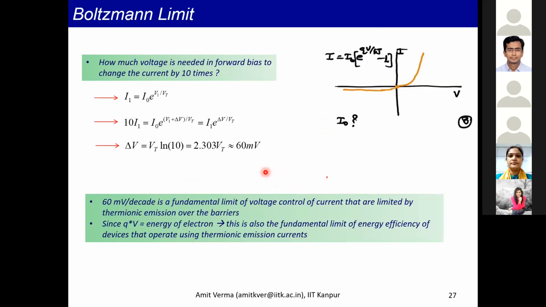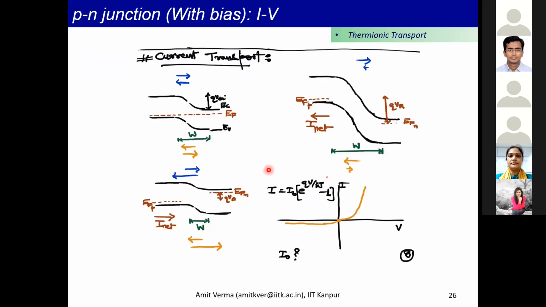This is something which you will see again and again in semiconductor devices. Essentially, transport can happen in two ways. One is over the barrier. This is called thermionic. There is a barrier and electrons are going over the barrier. Then there is something known as tunneling transport. That comes from quantum mechanics per se.